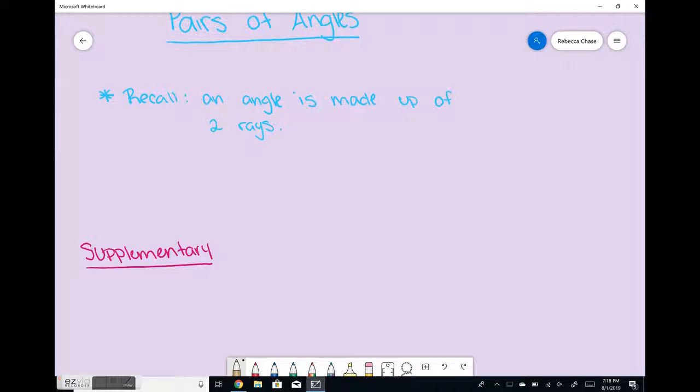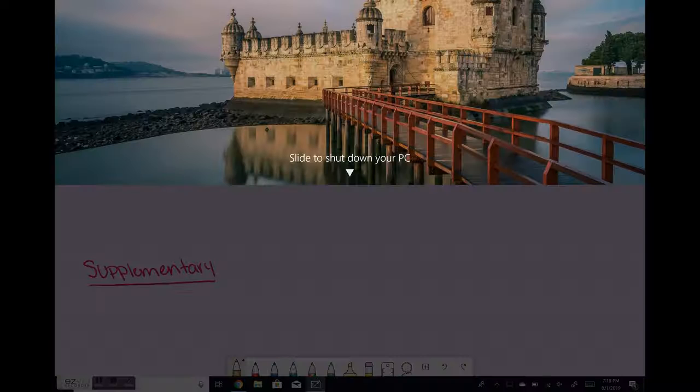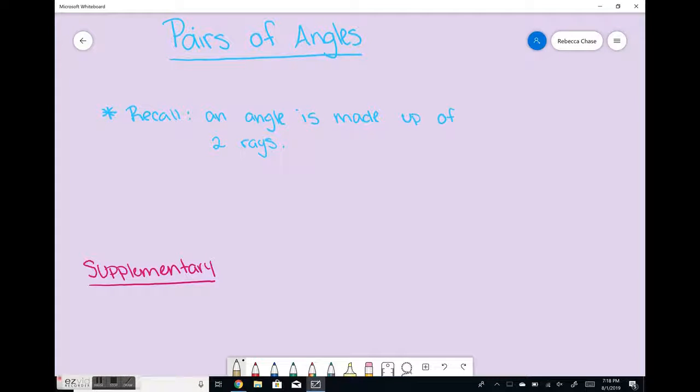Hey guys, so we are back for our next section, all right? And this section is going to be all about the different pairs of angles you can have.